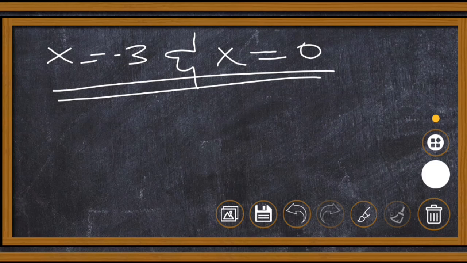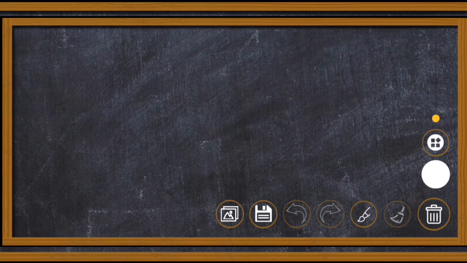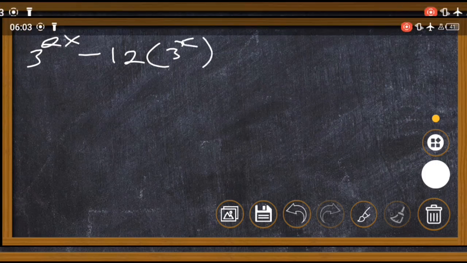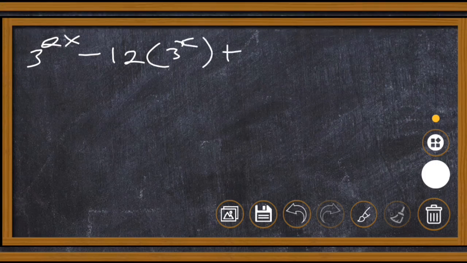So let's look at one last example so that we may have a clear picture on how these things are done. So let's say we have 3 power 2x, and then minus, let's say we have 12 here, multiplied by 3 power x, and then let's say we have plus 27. All these equal to, let's say, 0. So how can we simplify such?